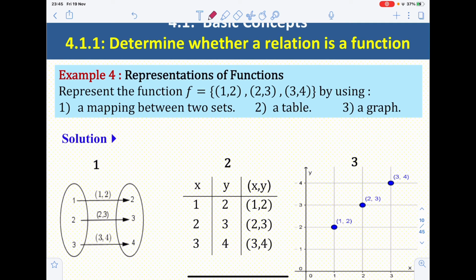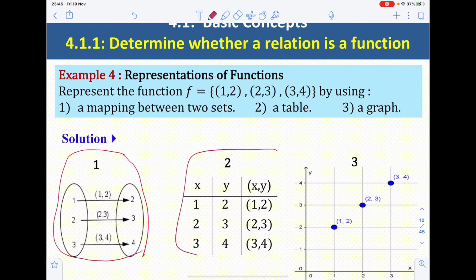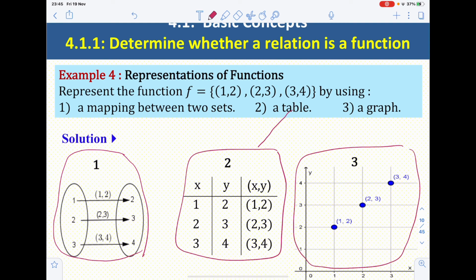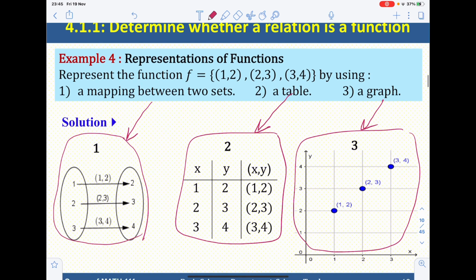Okay, so we can represent a function in more than one way. We can represent a function like this, or like this one, or like this one. So this is the table, this is the mapping, and this is the graph. We can represent a function, or any relation actually, in any of these forms.